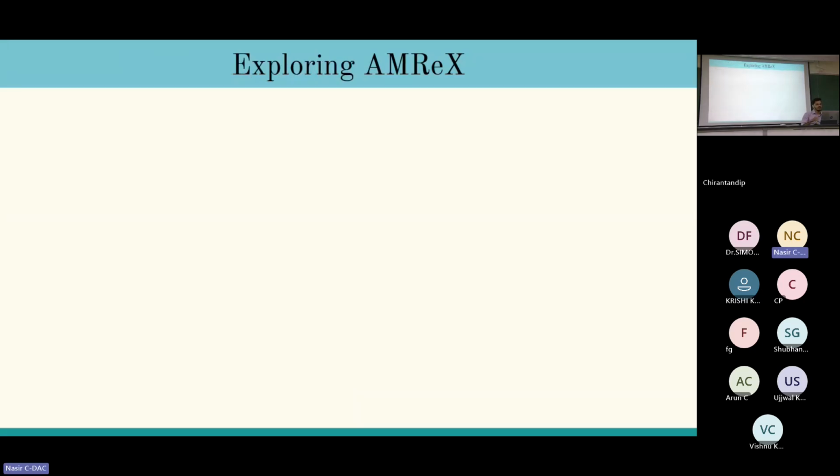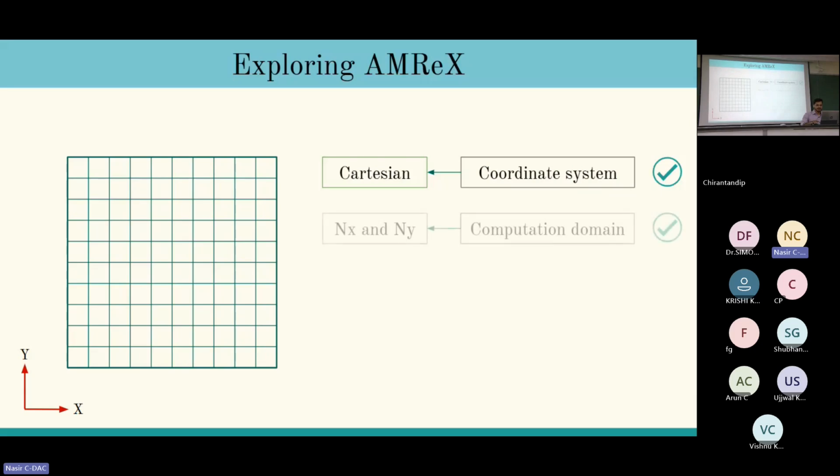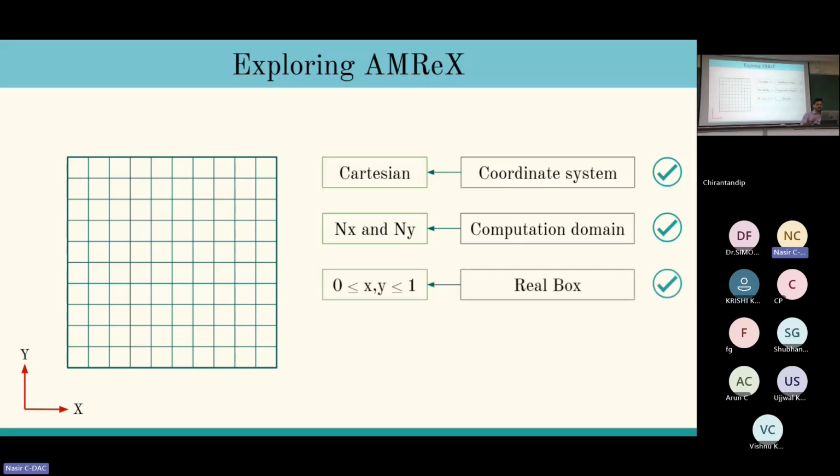To begin with the problem, if I want to solve a problem, the first thing I want to know is, what is my coordinate system? So we first define a coordinate system. Let's say we're beginning with Cartesian coordinates. The next thing is we define the domain: what our computational domain is, the number of cells in the X direction, the number of cells in the Y direction, followed by a real box. If I want to simulate it in a real domain, I have to map these number of cells to a real box. Right now I have 10 cells, and if I map it to 0 to 1, it will make my dx 0.1.